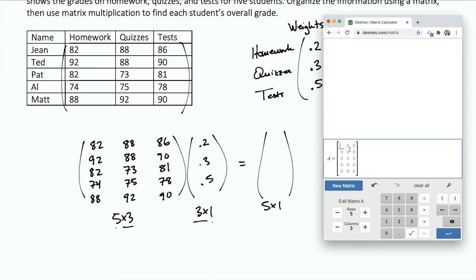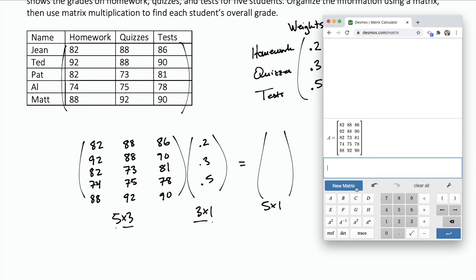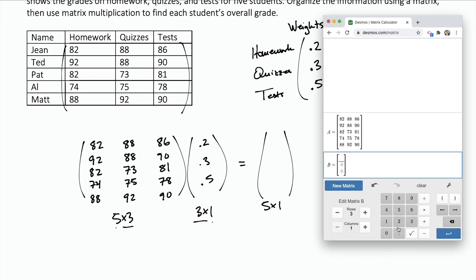And then we can go through and enter each of these numbers. So here's our individual grades, category grades for the students. And just hit enter. Now it has that matrix A. And then we'll do another matrix. And this is a 3 by 1. So 3 rows and 1 column. That's our 0.2, 0.3, and 0.5.